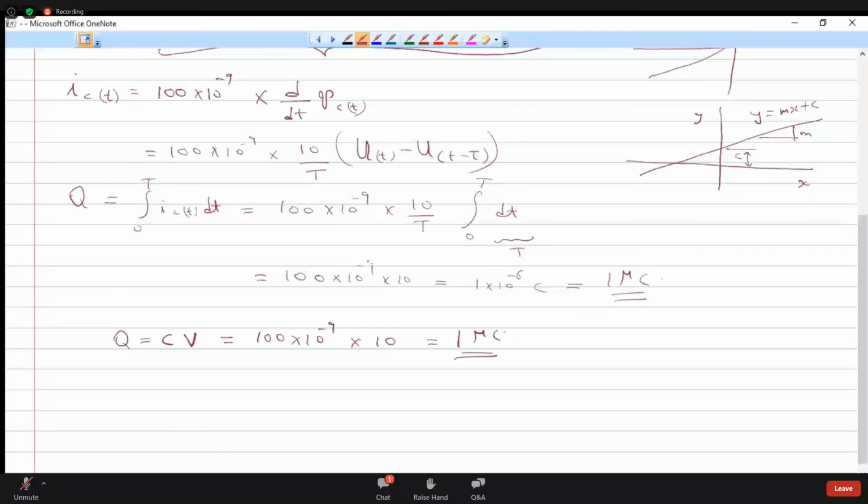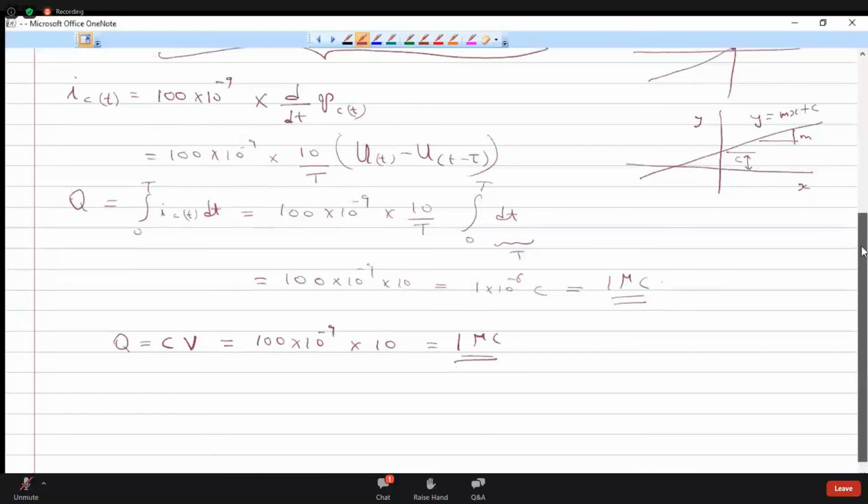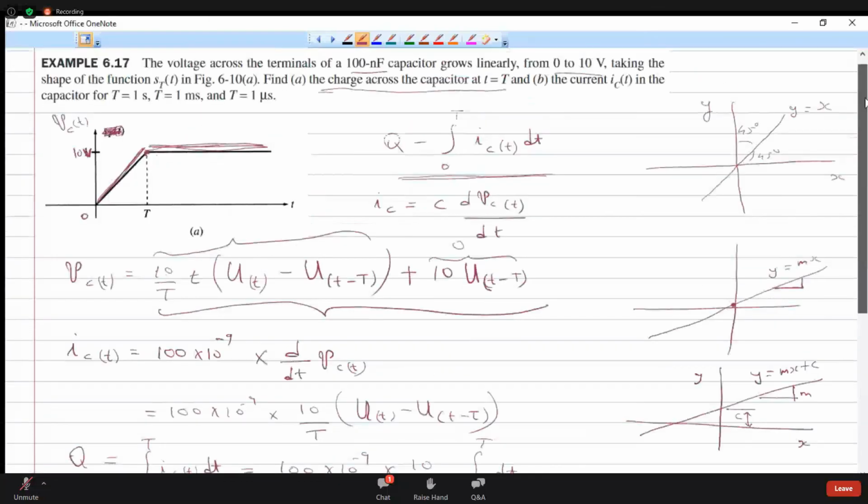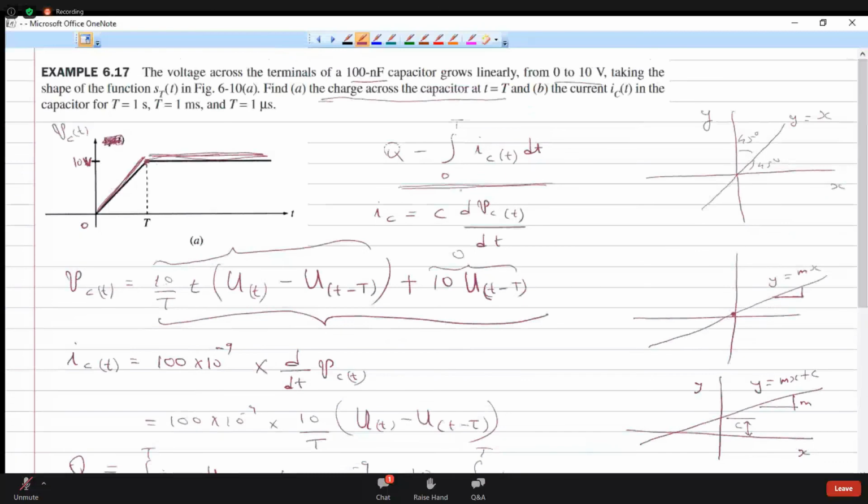So that way we can directly find out also, instead of integrating the current, finding the current across the capacitor and then integrating it like that. You can also go for that particular method. Okay.